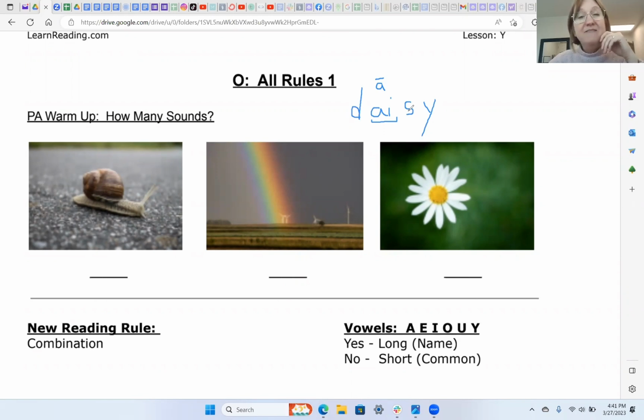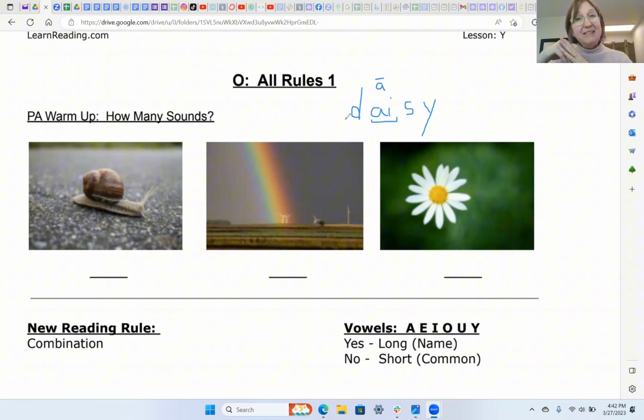This S is making its vibrating sound, Z. S has 2 sounds, voiceless and voiced. It's making its voiced sound that sounds like a Z because the sound before it is also voiced. Good question, Brenda. So the S is making the Z sound because A is also voiced.